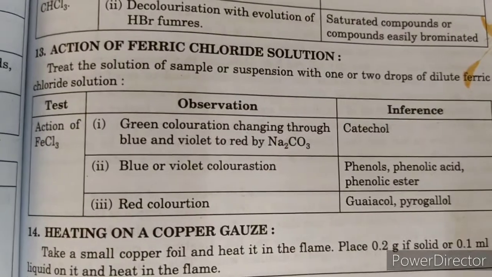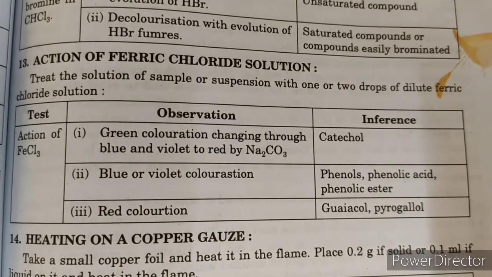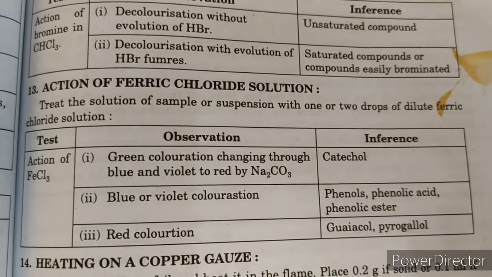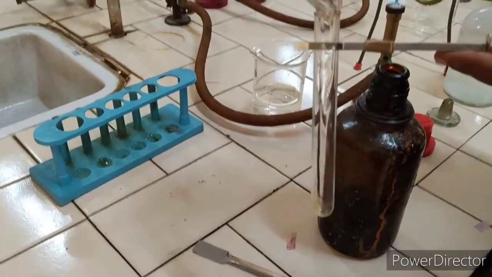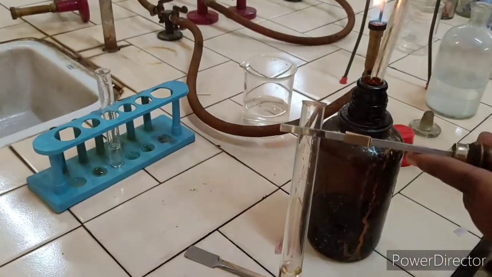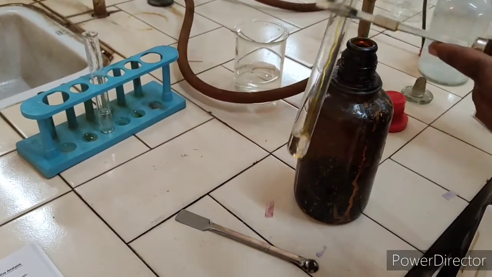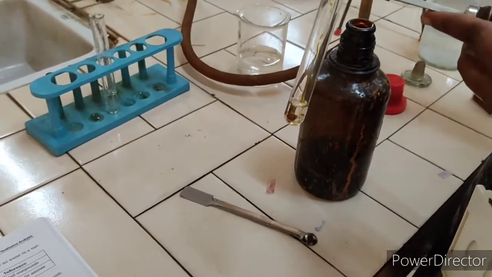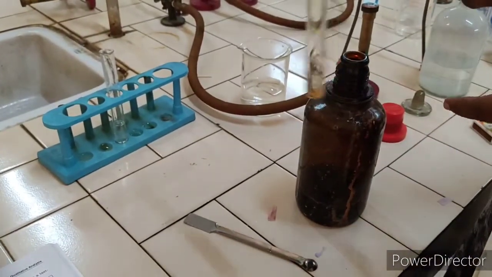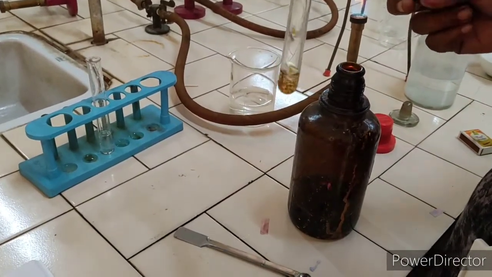The next test is action of ferric chloride solution. Again we take the sample and add dilute ferric chloride solution. Observe the change in color and accordingly the inference is written. Now I am going to add ferric chloride. You can see that this ferric chloride is insoluble in this solution. So there is no change in color, and the compounds mentioned here, that is catechol, phenols, pyrogallol, are all absent.